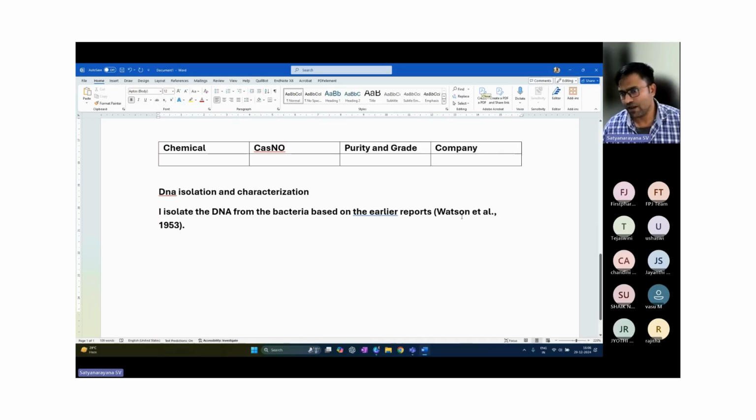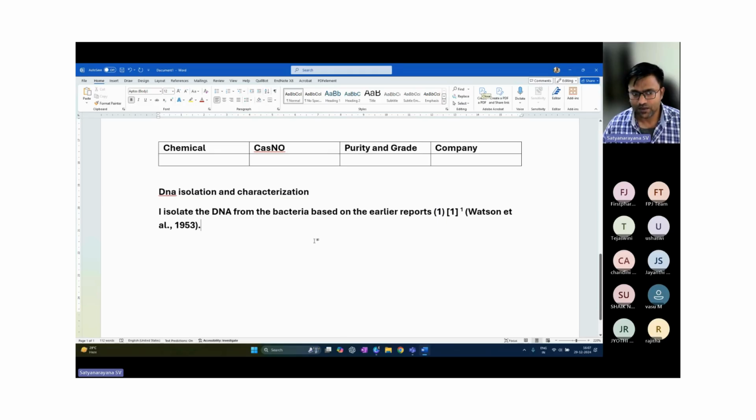Some journals don't want the complete citation; they will use numbers. Someone will ask for numbers, and someone will ask for superscripting. You must follow the guidelines of the journal while writing this. So even in materials and methods, you must mention the report that was used for your experiment.